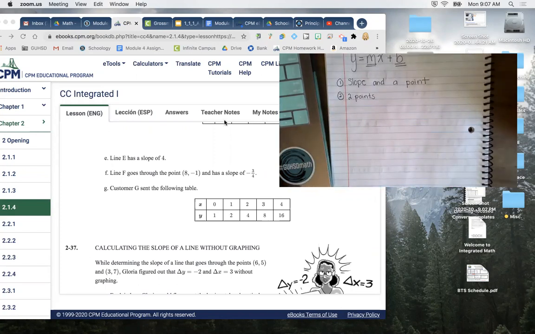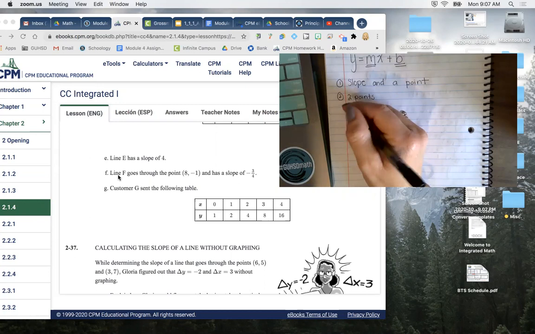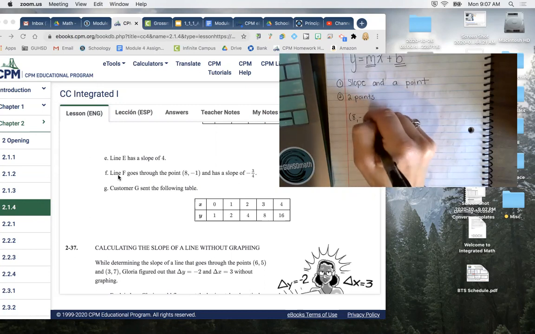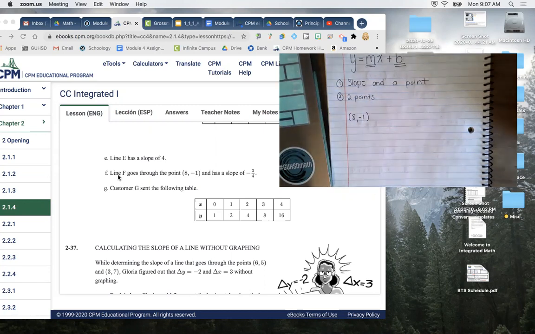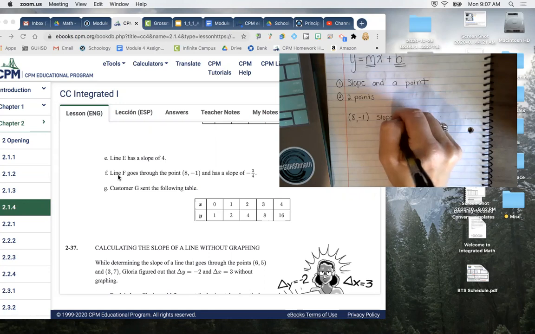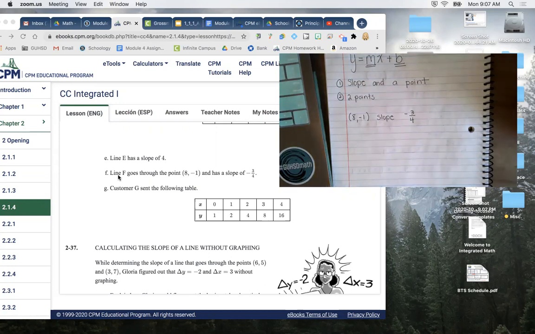So the first thing that I'm going to do is an equation maybe like this one. I'll do F on this one. It says line F goes through the point (8, -1). That's the point that it goes through. And it has a slope of -3/4. And I'm going to ask you to find the equation of a line.